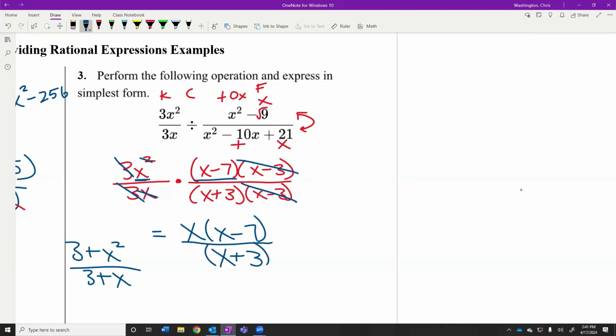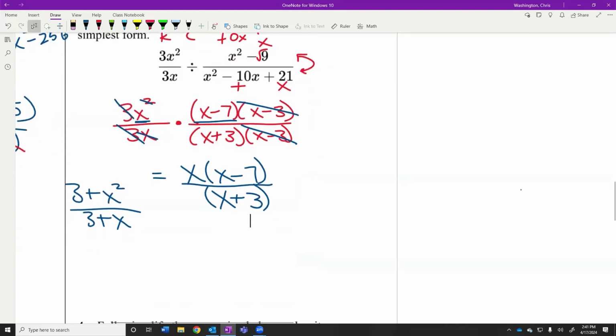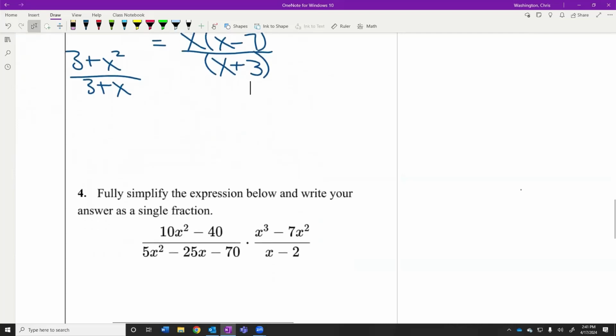You can put parentheses around the x plus 3 if you want to. It's not necessary since you're not multiplying it by anything anymore. You don't need parentheses, technically. All right, we divided. All right, last one.